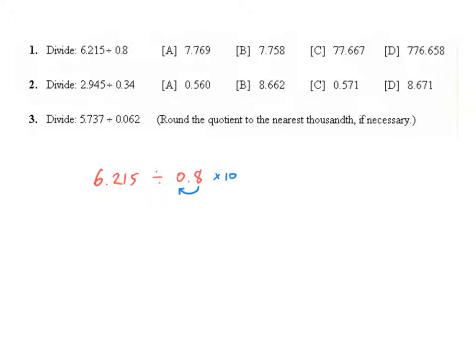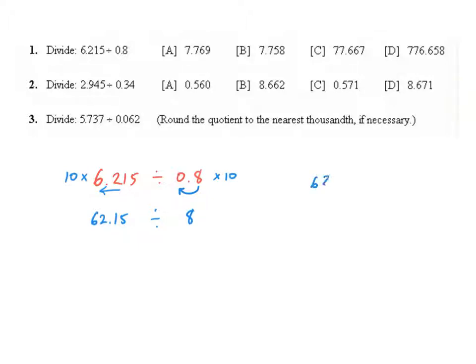Of course, if I multiply 8/10 by 10, it no longer is 8/10, it becomes 8. So if I want to keep this problem the same, I'm going to need to do the exact same thing to the left-hand side over here and multiply the dividend by 10 as well. When I multiply the dividend by 10, its digits also shift to the left one place value, so this becomes 62 1500ths. This new equation, 62 1500ths divided by 8, will give me the exact same value as 6 215 thousandths divided by 8/10.